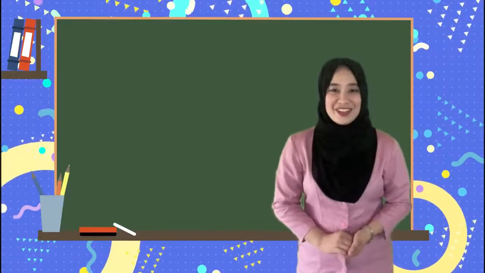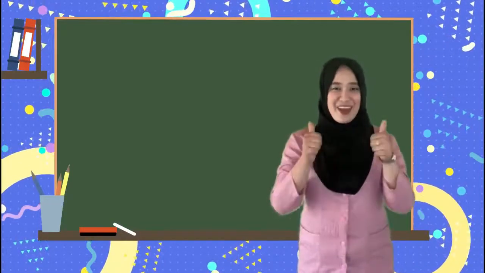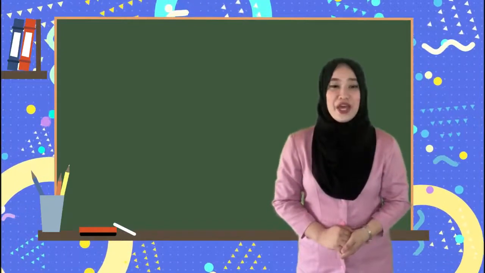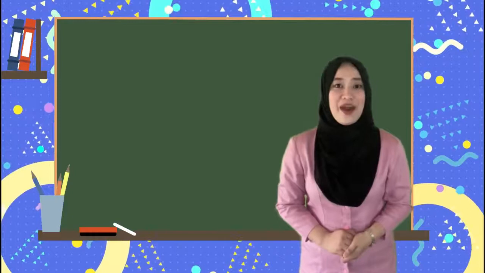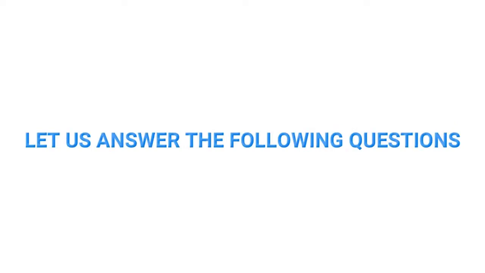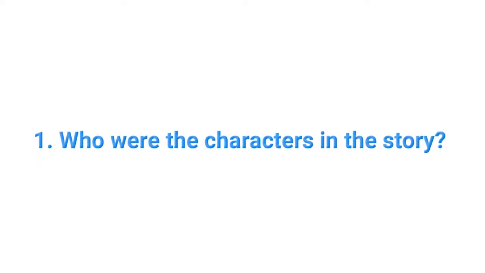Do you like this story, kids? Very good! Now, let us try to see if you really truly understand the story. Let us answer the following questions. Number 1. Who were the characters in the story? Very good. The characters in the story were Mac and Ted.